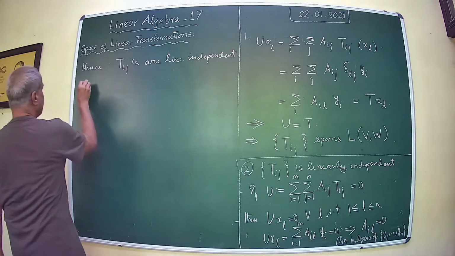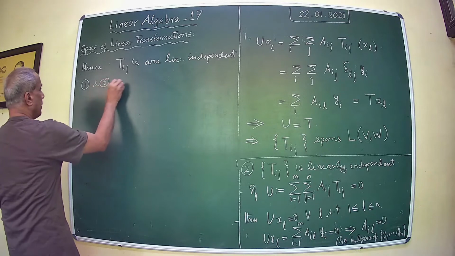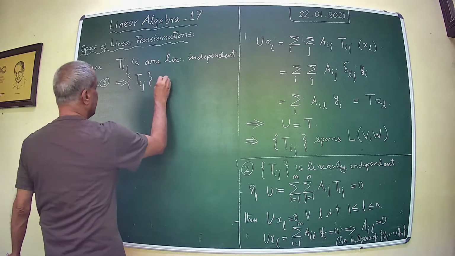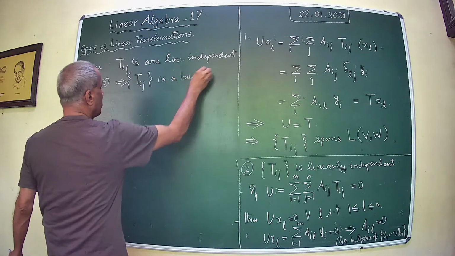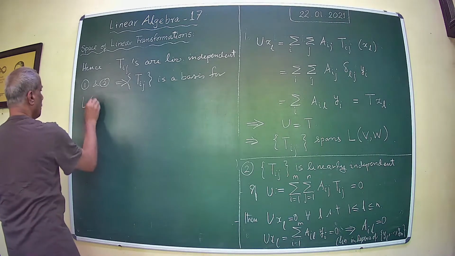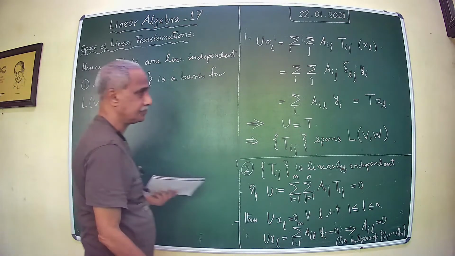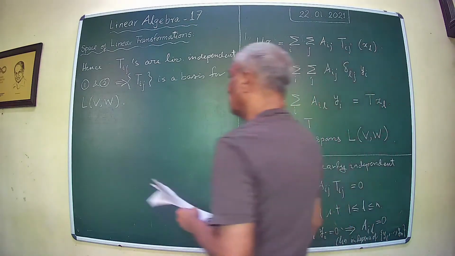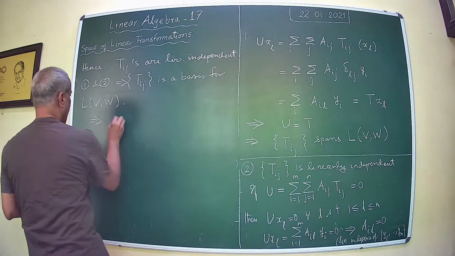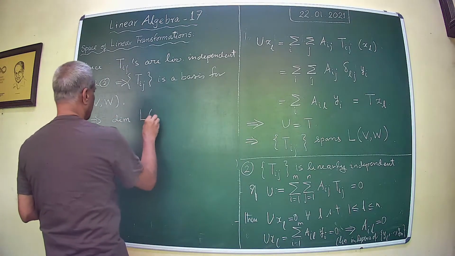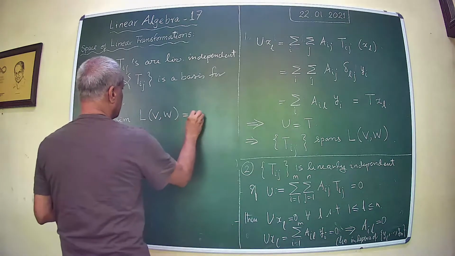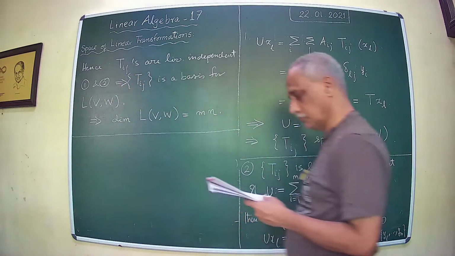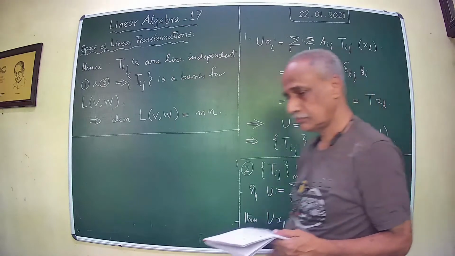So together 1 and 2 implies is a basis for L, which implies dimension of... so that completes it. Okay.